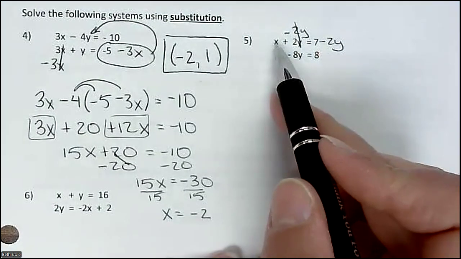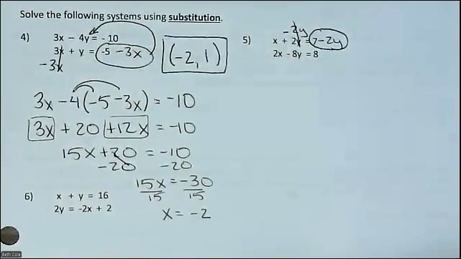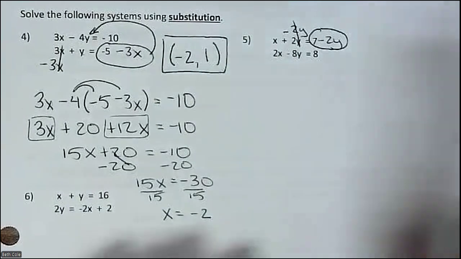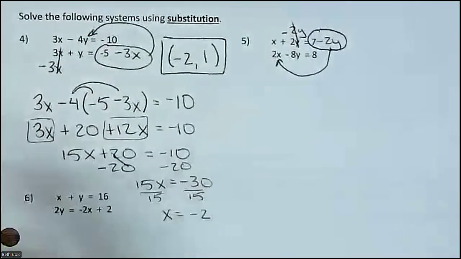But do you guys see how x is alone now? That was like the point. So you're going to take the 7 minus 2y and do what with it? Sub it in for x. Good. In the other equation.